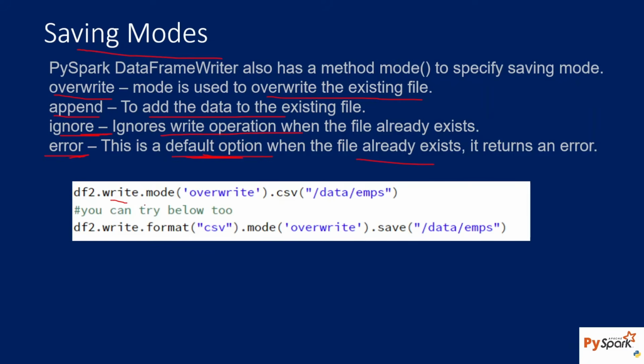Okay, and you can use it like this also. What I did, right, on top of write, I used the CSV method directly, but you can use the mode function separately and then the CSV function separately. Or inside the CSV function itself, for the mode parameter, you can pass your values. So whichever way you want to code, you can code it.